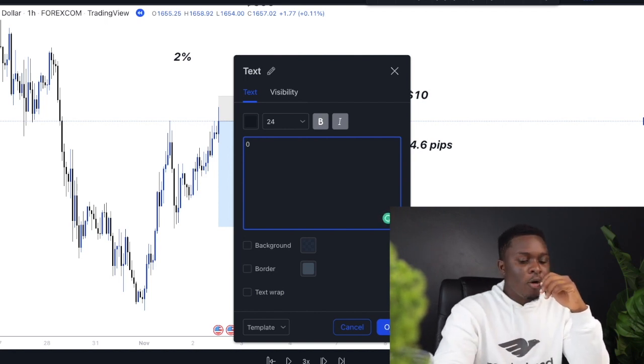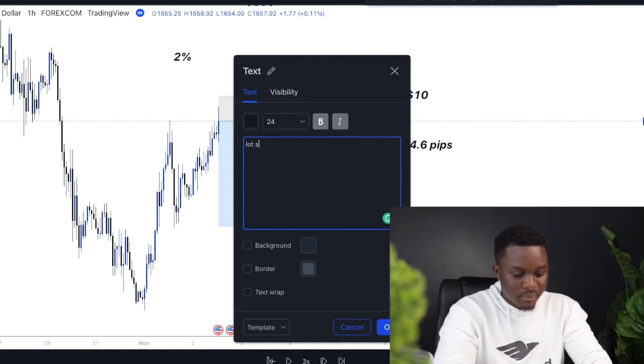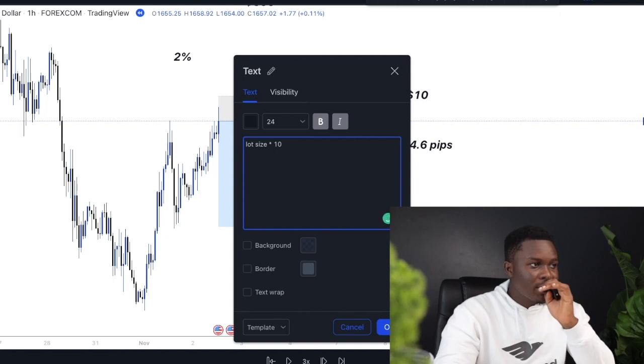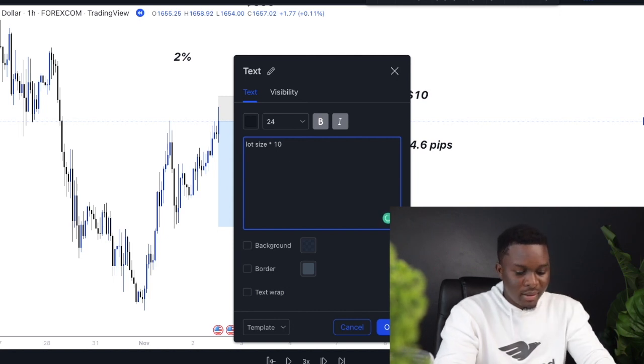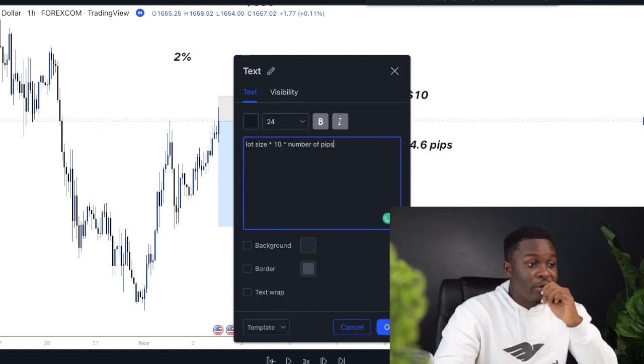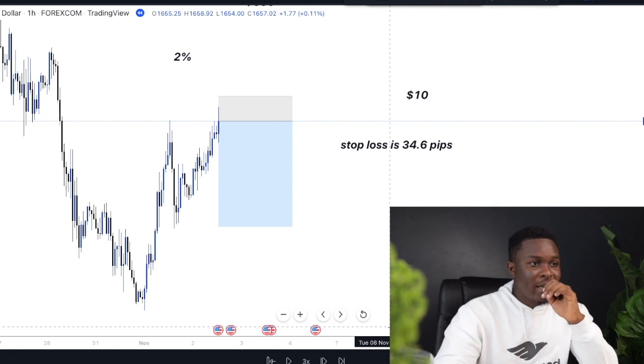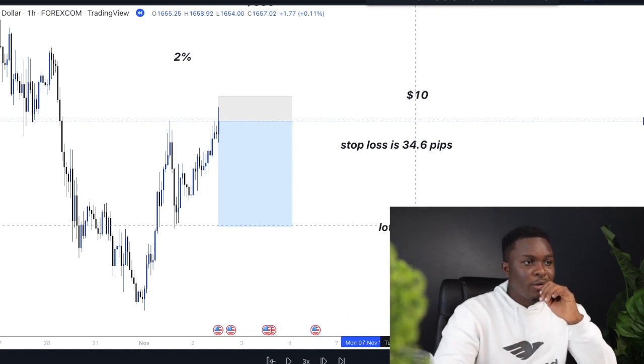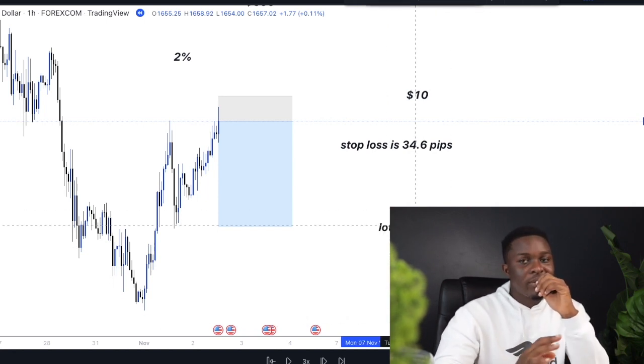You first of all want to have your lot size, times 10, which is a constant, don't worry, we'll get there, times the number of pips. This will give you the amount of money, in terms of monetary value, you're either going to lose or gain depending on what you're looking for. So this formula is more of a golden formula. It works for everything else.